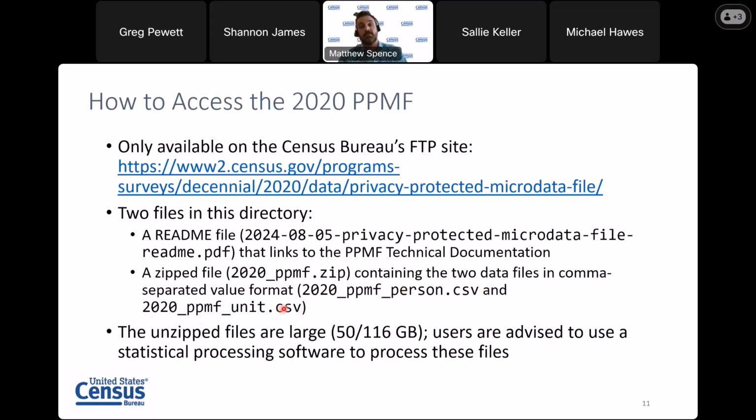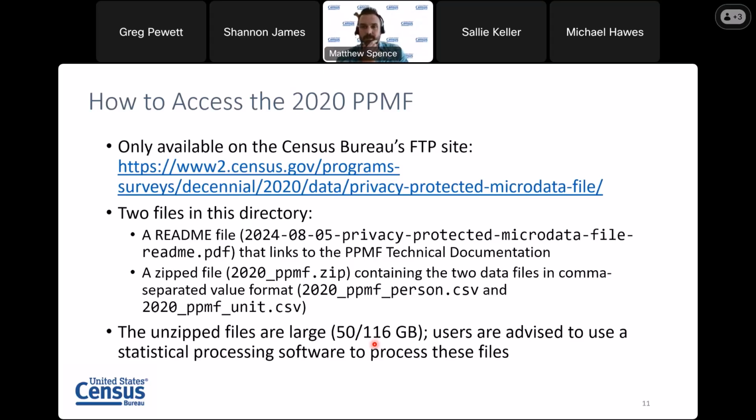These individual files, once you unzip them, are extremely large. 50 gigabytes for the housing unit file, 116 gigabytes for the person file. Too big to open in Excel. Sorry, Excel, you're too limited for us. I do like a good Excel session, but it's not going to really work in Excel.